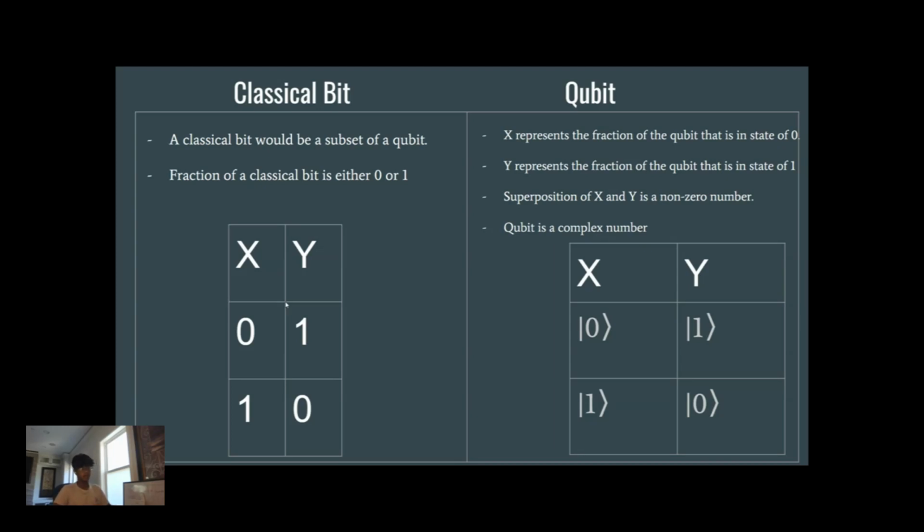Now, this is different for a qubit. Might I explain why? Well, the x represents the fraction of the qubit that is in the state of 0, and the y represents the fraction of the qubit that is in the state of 1, or vice versa. And the superposition of an x and y is a non-zero number. As we had mentioned, x of 1 plus y of 0, which is how a qubit is really just a complex number. So as we see in this chart, x and y can both be 0 and 1. X and y could also be 1 and 0.